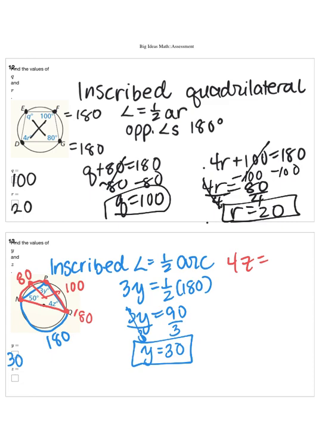Oh, not 80, sorry, half of 80. Half because it's an inscribed angle, right? 4z is the angle, it's half of its intercepted arc. Half of 80 is 40. Divided by 4 is 10.